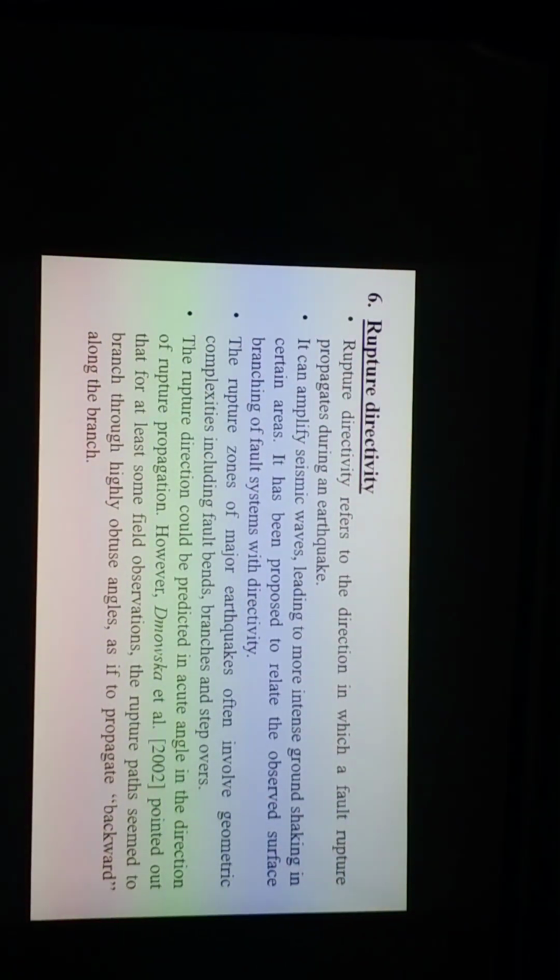Now coming to the rupture directivity. Rupture directivity refers to the direction in which the fault rupture propagates during an earthquake. It can amplify seismic waves, leading to more intense ground shaking in certain areas. The rupture zones of major earthquakes often involve geometric complexities including fault bends, branches, and stepovers. In case of acute angle branching, we can determine or predict the rupture directivity. But in case of obtuse angle branching, we cannot predict the rupture directivity, and also the obtuse angle branching is not favored by the stress field.